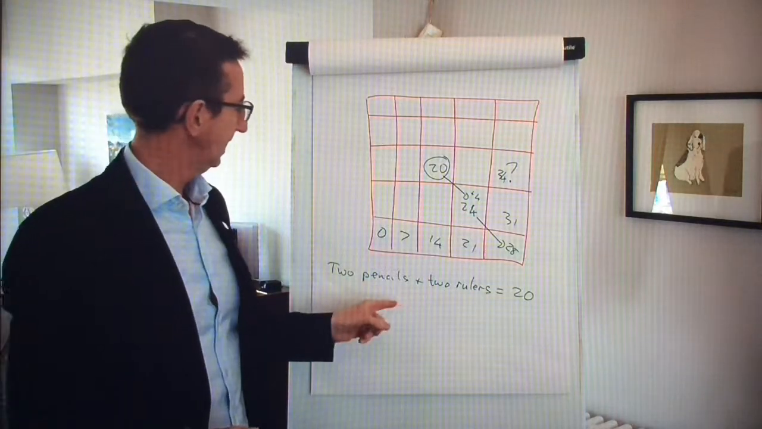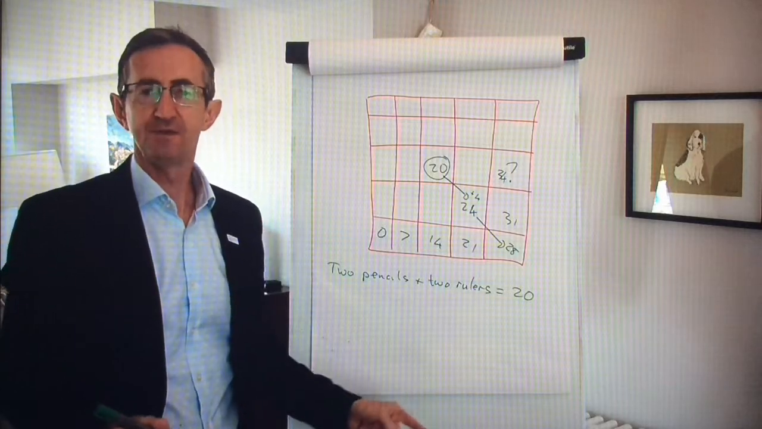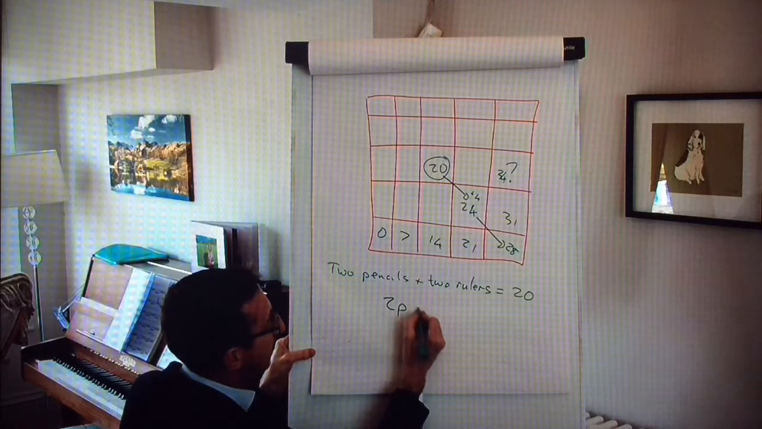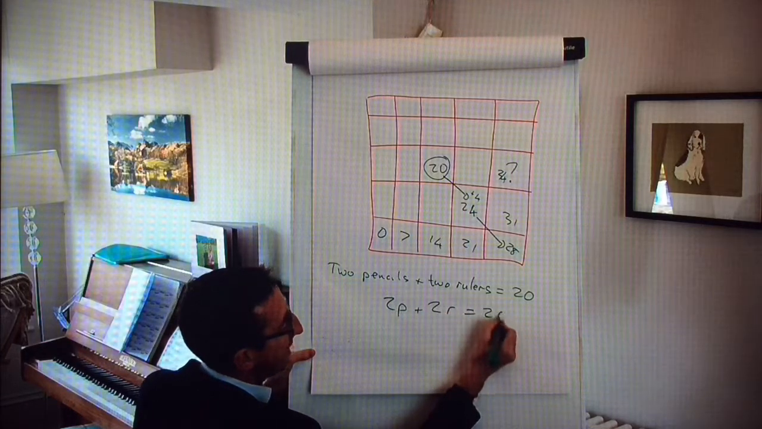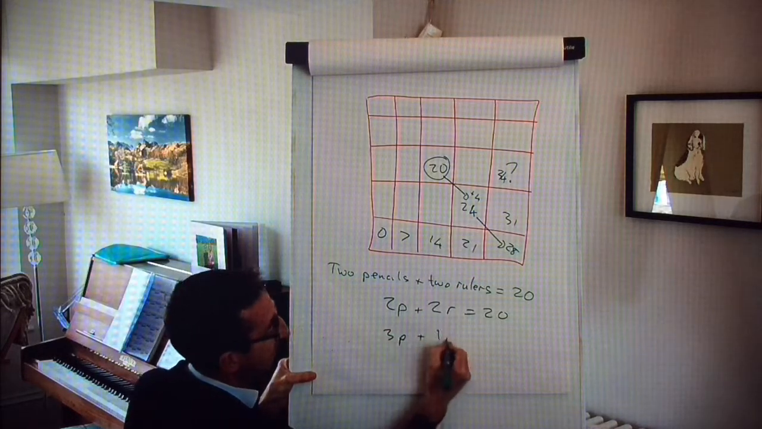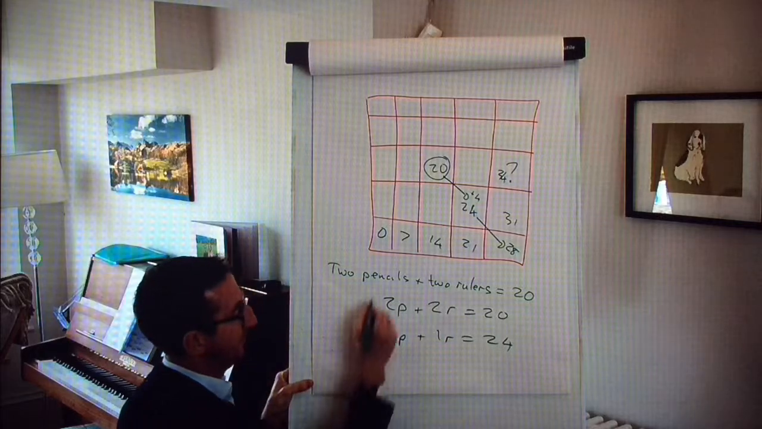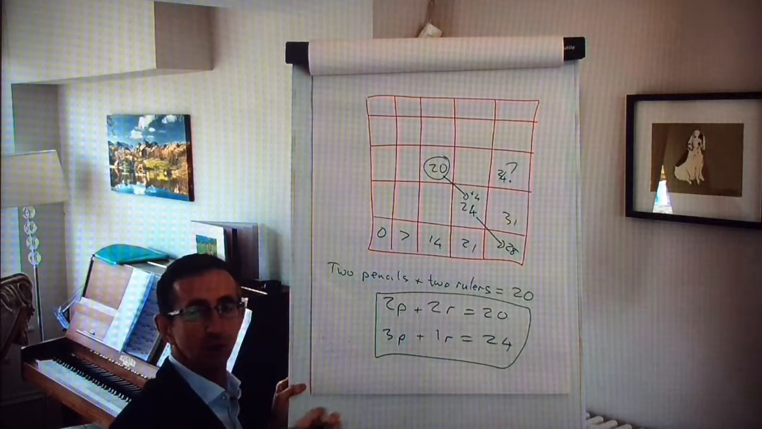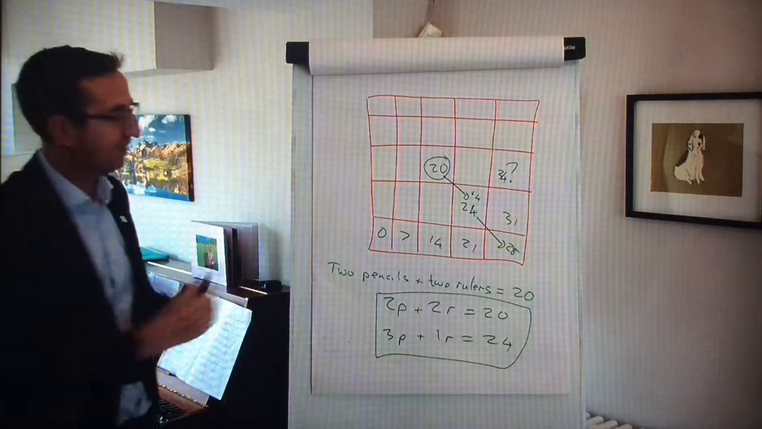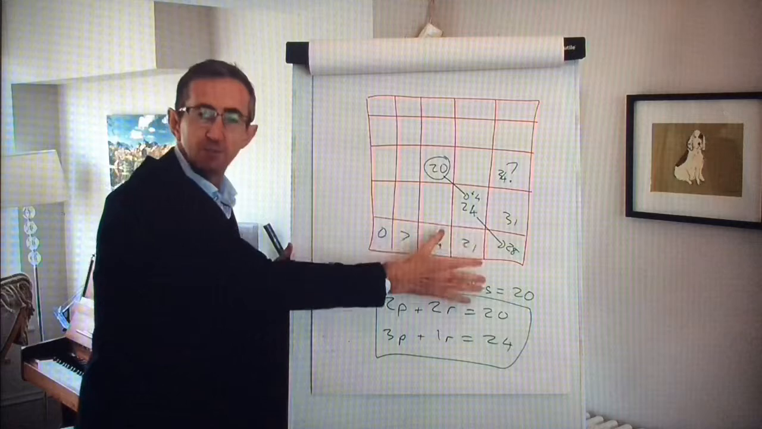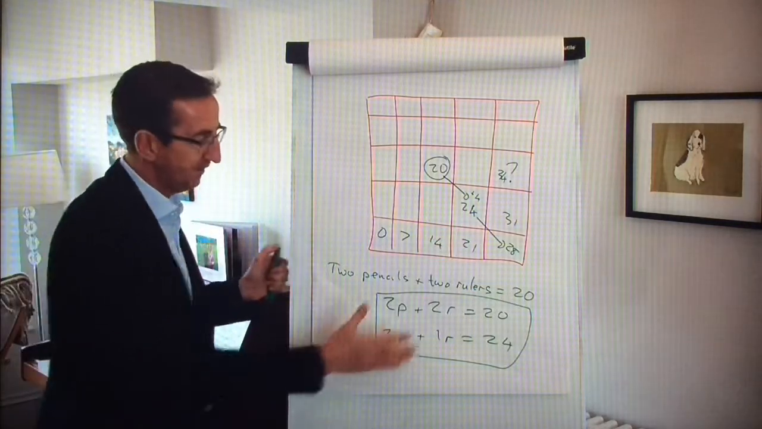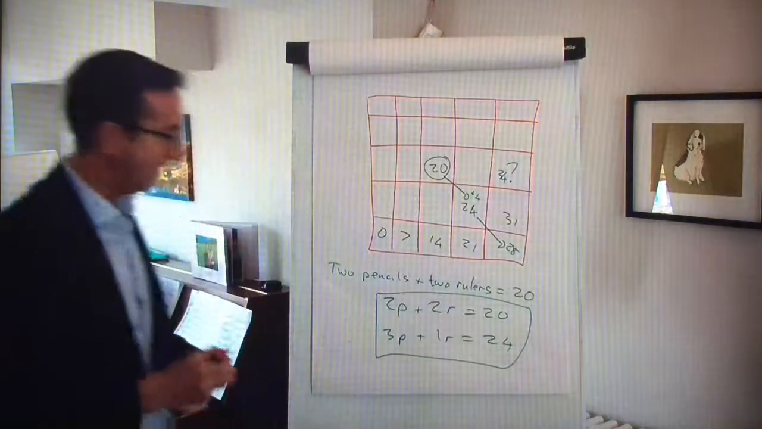And you say to them, is this normally how we write things out in maths? And by now, they're saying, oh, well, why don't we write that down? 2p plus 2r equals 20. And so what have we got? 3p plus 1r equals 24. And what I would say is, you know how we found patterns before? Can you find any patterns in that? They've already done it here because they've used the grid, but now we're bringing an element of symbolisation, in the form of simultaneous equations.